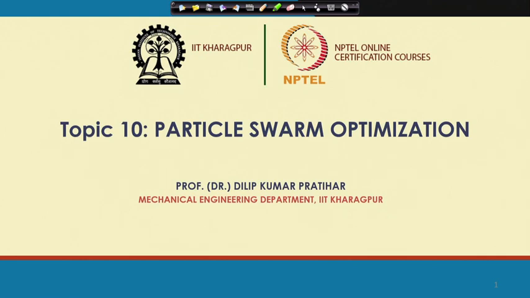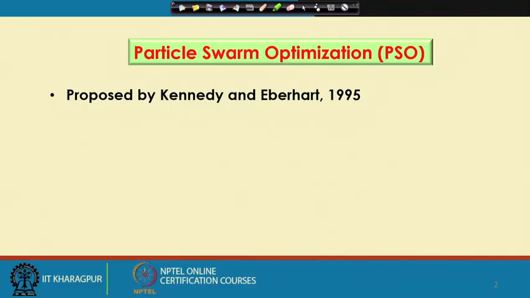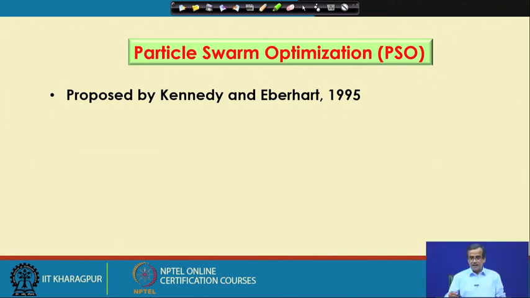Now, I am going to start with the discussion of another very popular non-traditional tool for optimization, which is popularly known as particle swarm optimization, in short PSO. Now, the concept of particle swarm optimization came in the year 1995 and it was introduced by Kennedy and Eberhart.